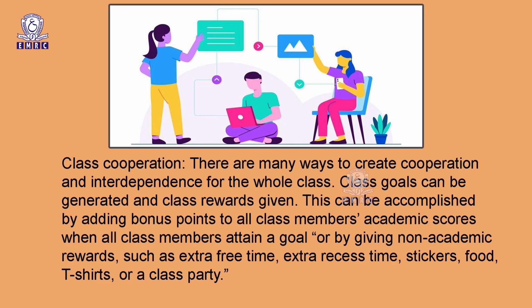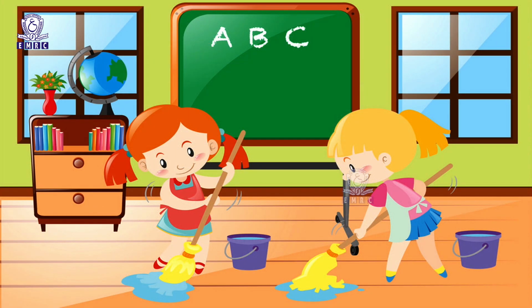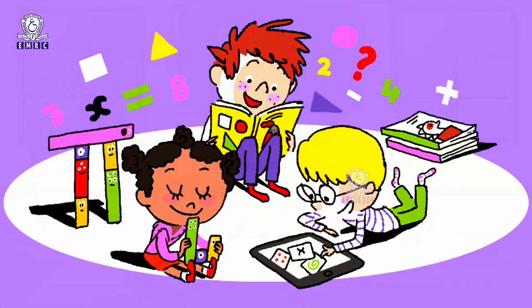The classroom cooperation. There are many ways to create cooperation and interdependence for the whole class. Class goals can be generated and class rewards given. This can be accomplished by adding bonus points to all class members' academic scores when all class members attain a goal, or by giving non-academic rewards such as extra free time, extra recess time, stickers, food, t-shirts or a class party. Classroom cooperation can be promoted by putting teams in charge of a daily class cleanup, running a class bank or business, or engaging in other activities that benefit the class as a whole.